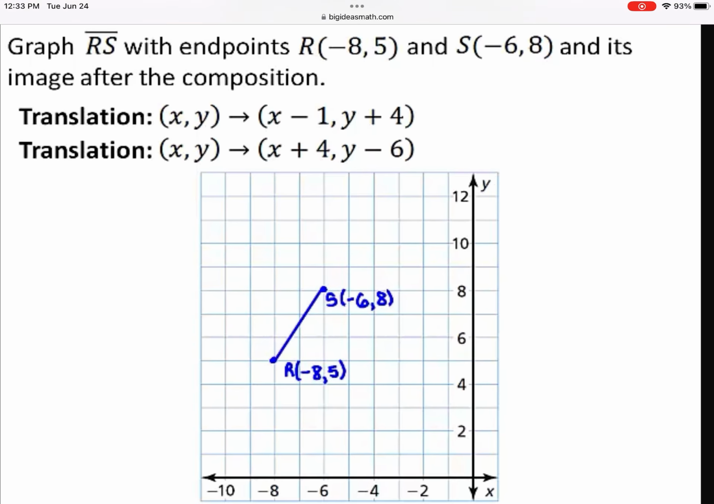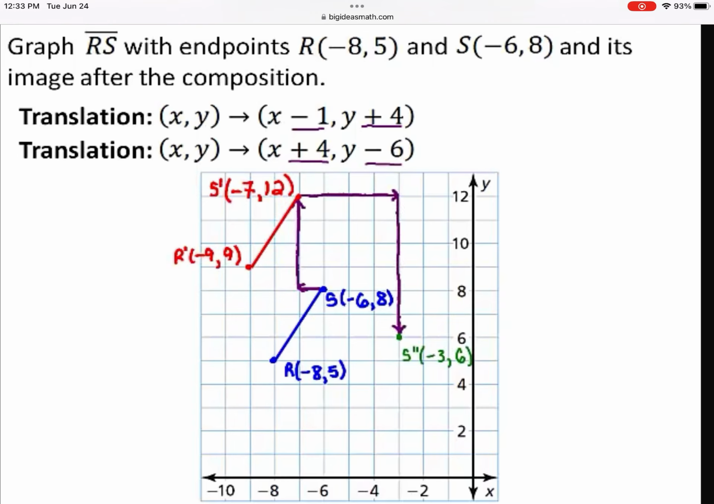The first translation tells you to translate segment RS 1 unit left and 4 units up, giving you segment R'S' with endpoints R'(-9, 9) and S'(-7, 12). The second translation tells you to translate segment R'S' 4 units right and 6 units down, giving you segment R''S'' with endpoints R''(-5, 3) and S''(-3, 6). So segment R''S'' is the image of segment RS after the given composition.